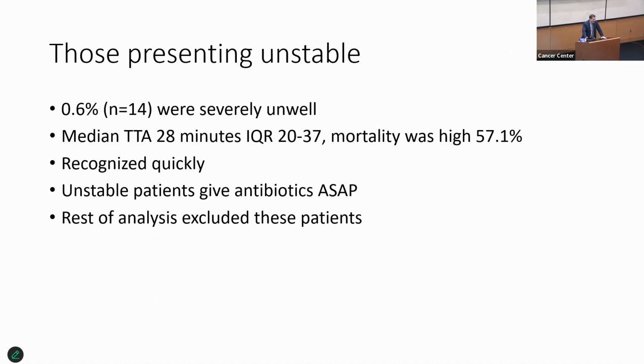So looking at results, those who presented unstable. This was only like 0.6% of the cohort, and this was 14 patients who were severely unwell, basically people that showed signs of severe sepsis. In fact, at both sites, we gave antibiotics really quickly. The TTA in this group was only 28 minutes, interquartile range 20 to 37 minutes, but had a very high mortality rate, 57.1% died. And this shows that these patients are recognized quickly and given antibiotics quickly, but even with giving antibiotics quickly, they can still have a poor outcome.